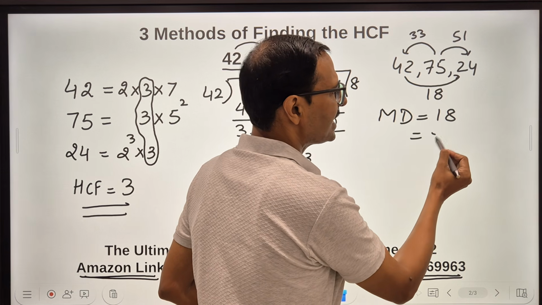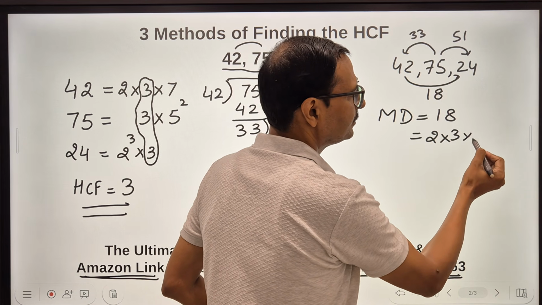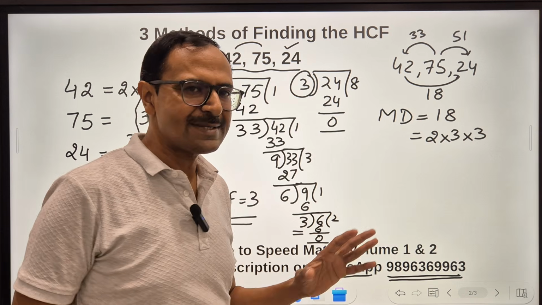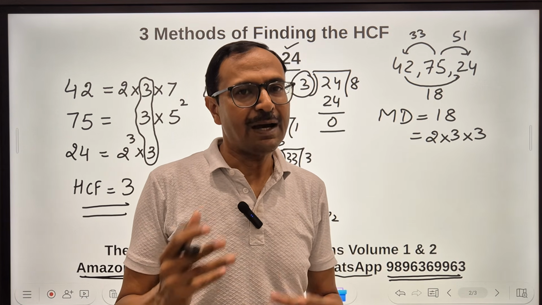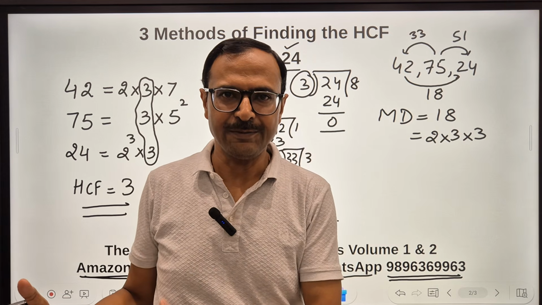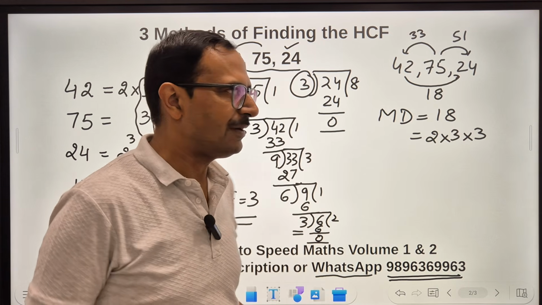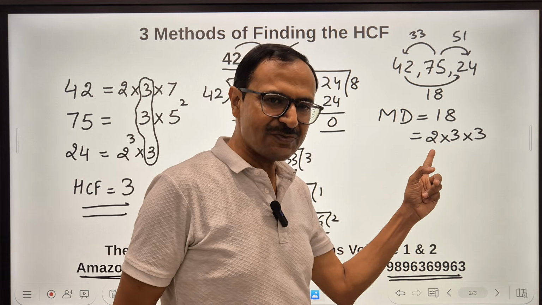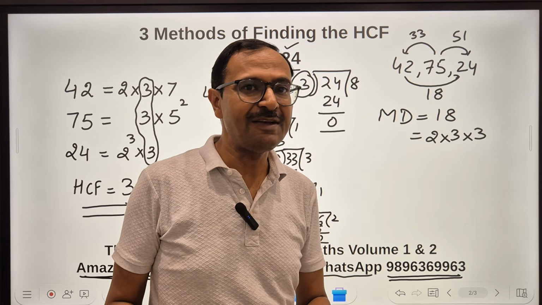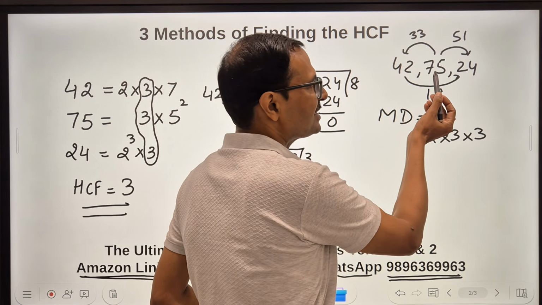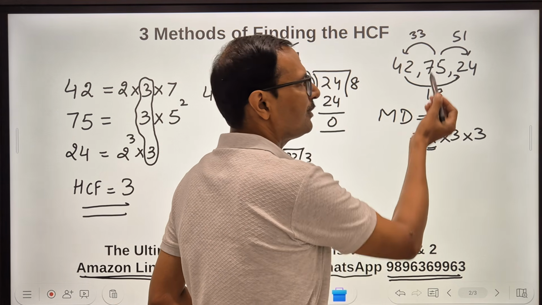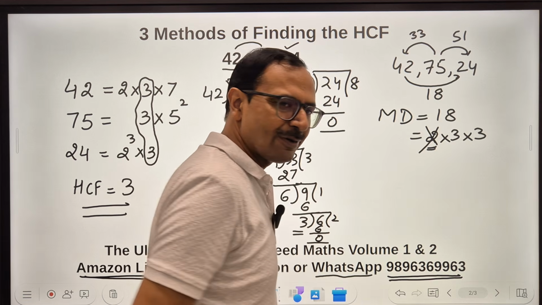18 can be factorized as 2 times 3 times 3. Now I have to decide out of these factors which factor will occupy a place in the highest common factor. So what will I do? I will start with the first factor 2 and I will check whether it divides all three numbers or not. 75 is an odd number. 2 is not going to divide 75, so this is ruled out.